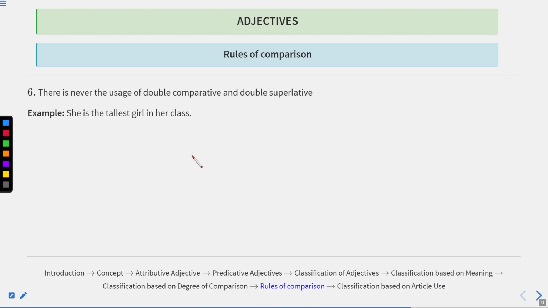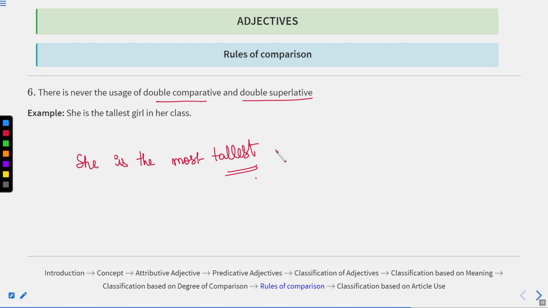There is never the usage of double comparatives and double superlatives. This is also very important. We cannot use double comparatives or double superlatives. For example, if I say she is the tallest girl in her class, that is fine. But if I say she is the most tallest, now tallest is actually a superlative degree of adjective, and if I use most before it, that will make it more superlative, which is grammatically incorrect. We can only use one superlative structure, not two.